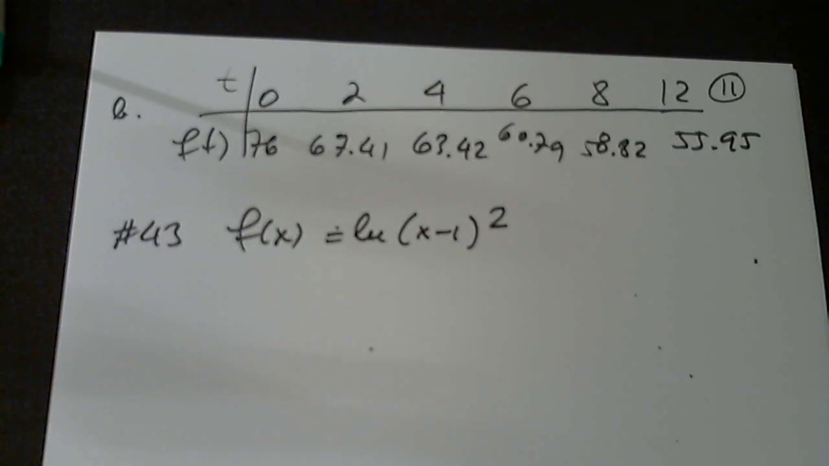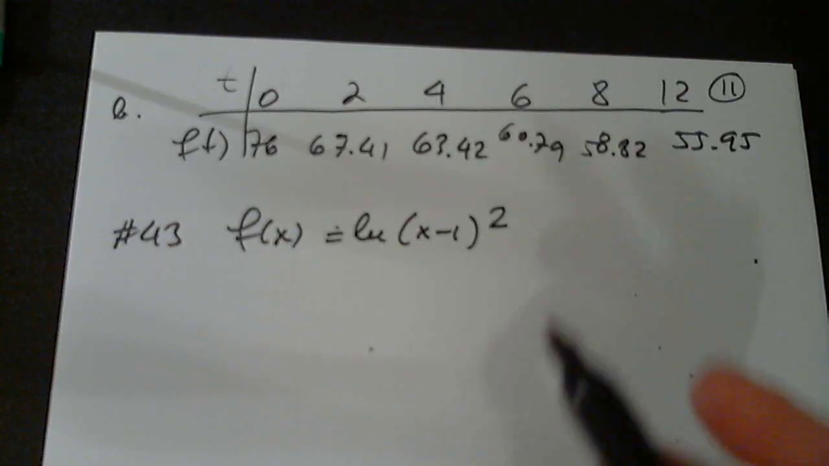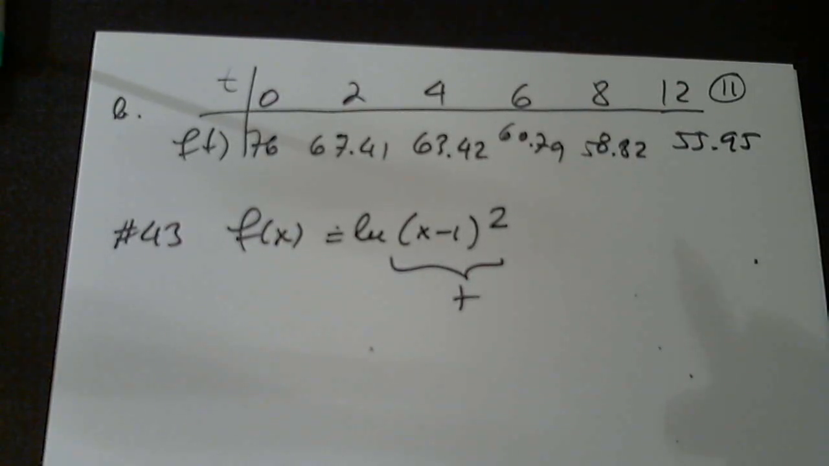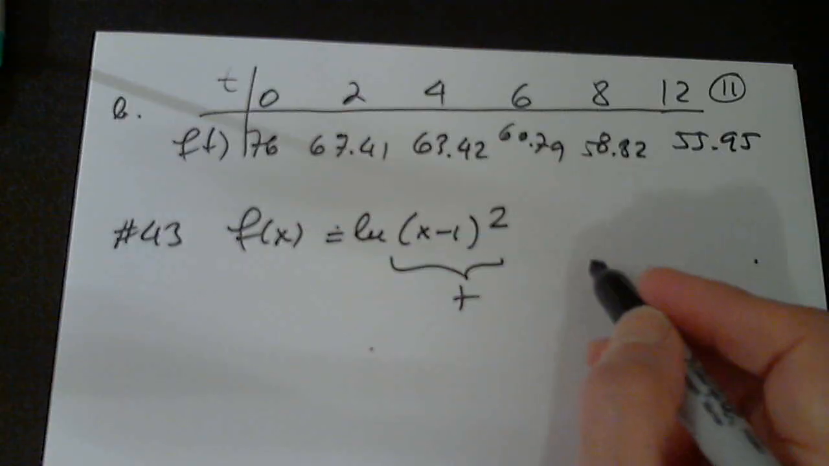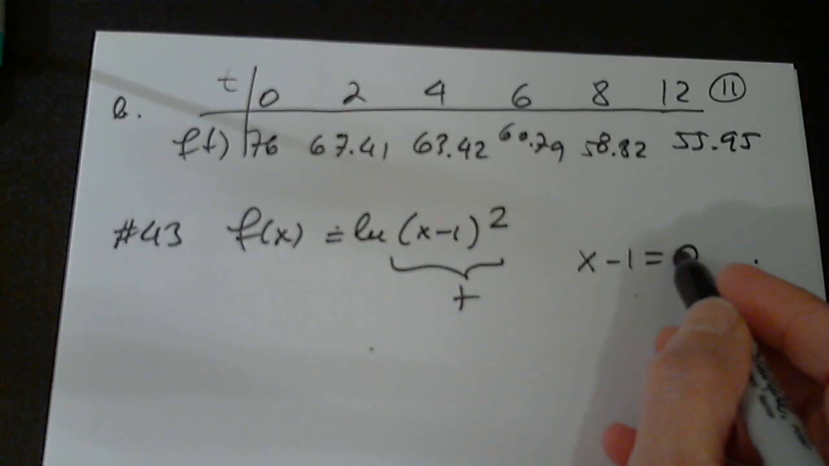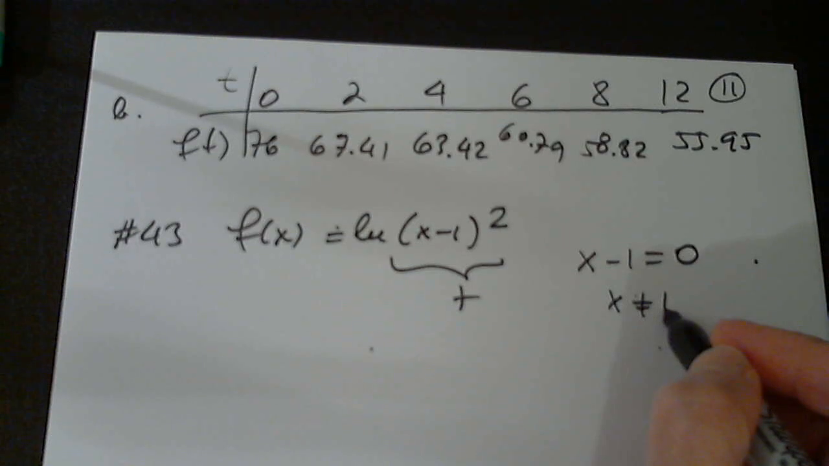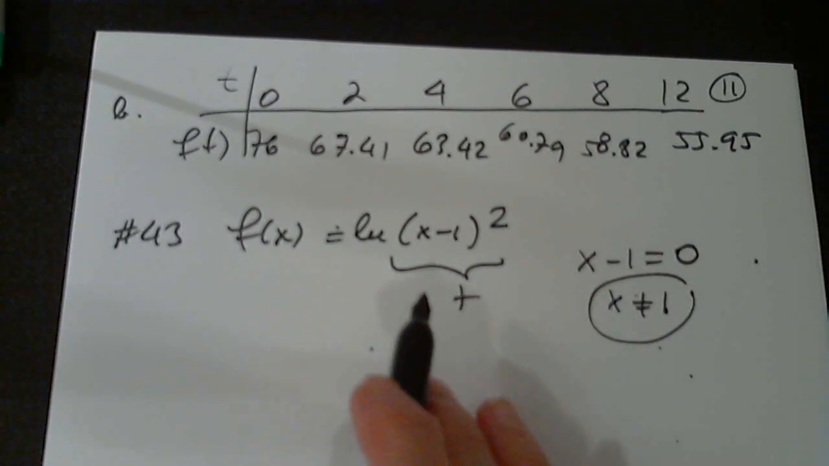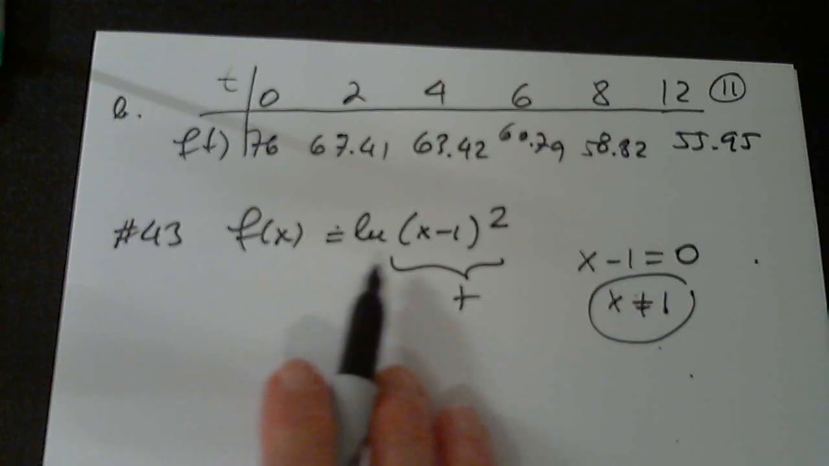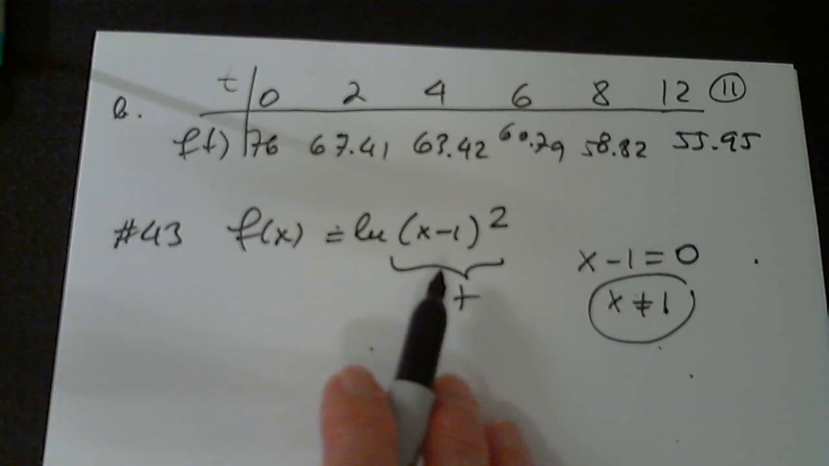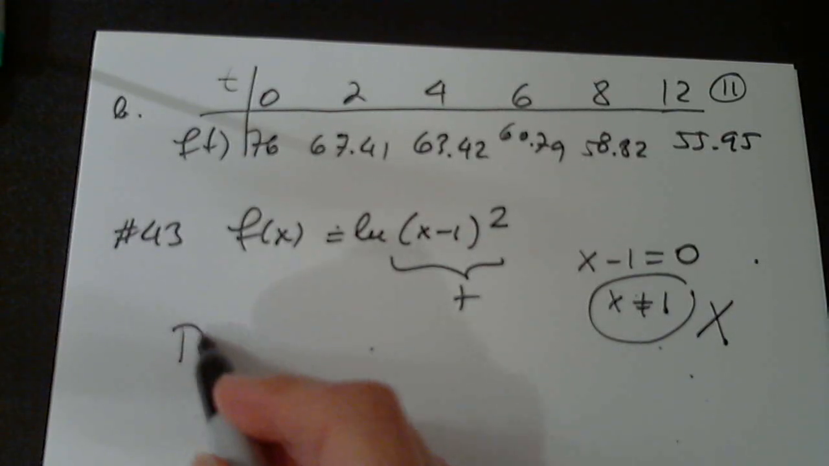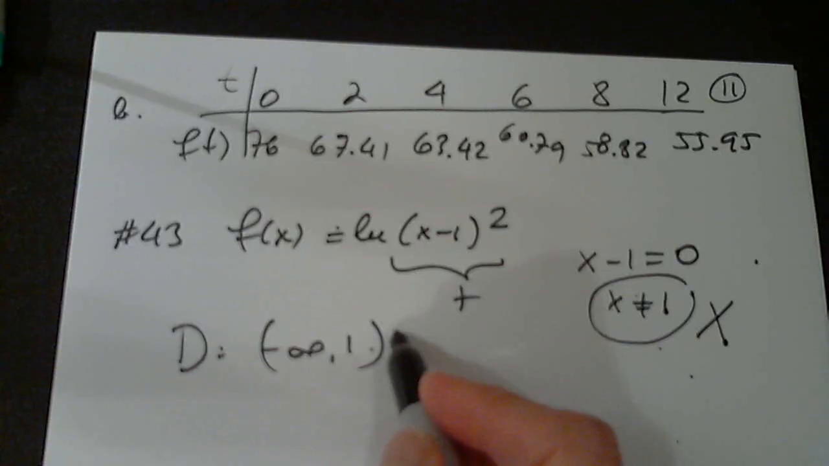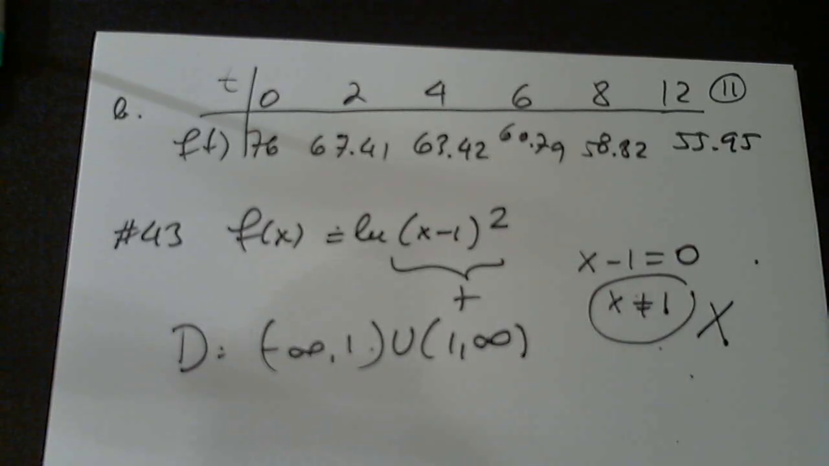Perfect. You can say, what is the domain here? This is always positive. So you're done. Not exactly. This is indeed positive, but it could be 0. So x cannot be 1. How come? Well, 1 minus 1 is 0, and we just looked at the fact that natural log of 0 does not exist. So everything goes except 1. So the domain of this function is negative infinity to 1 union 1 to infinity.